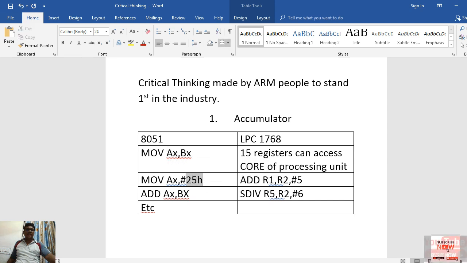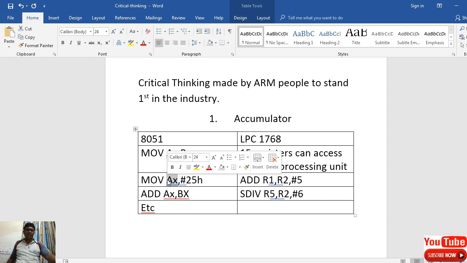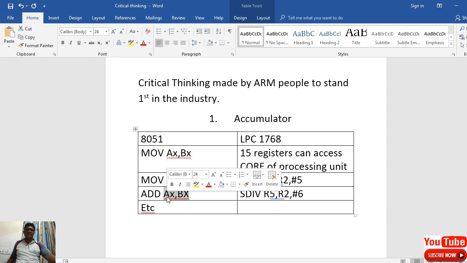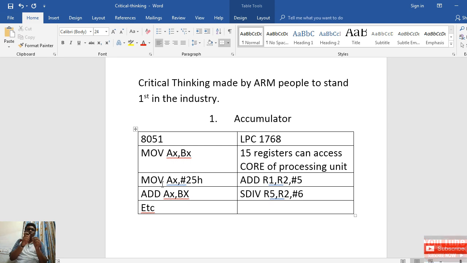In order to move immediate data, you need to have an accumulator. In order to perform addition, again you need to have an accumulator. So this is the dependency on the accumulator; the accumulator is an intermediate. This is your data and this is your processing unit. The accumulator is the only medium which can take care of data to speak with your processing unit or core.